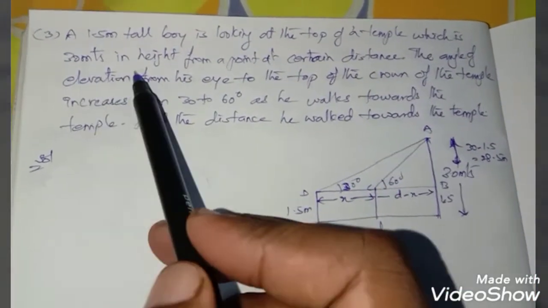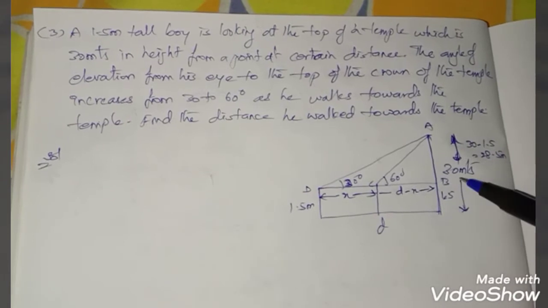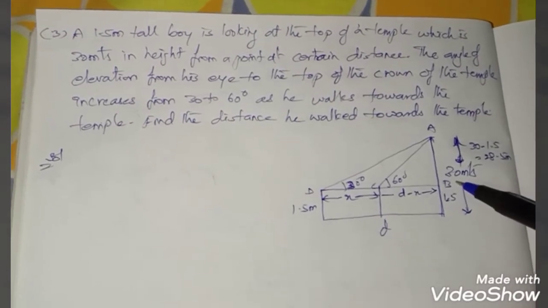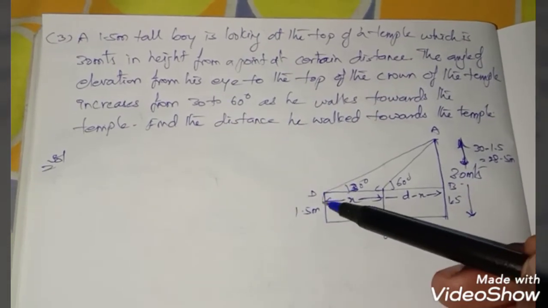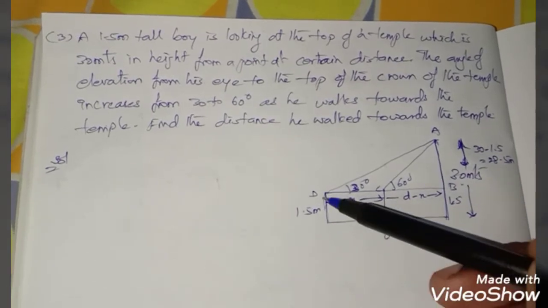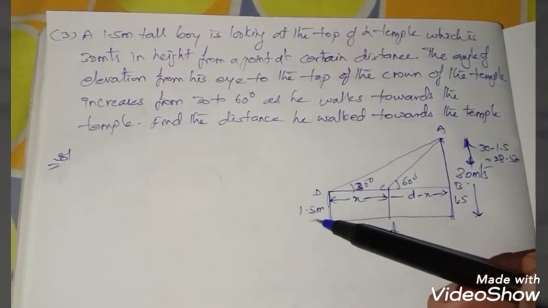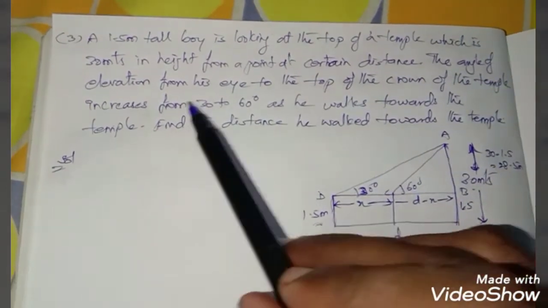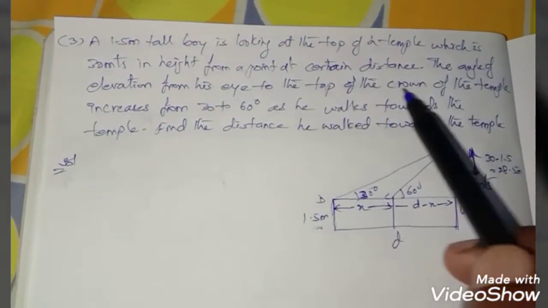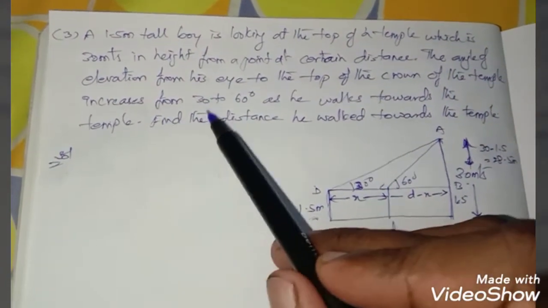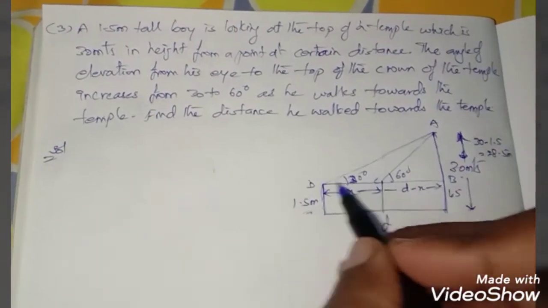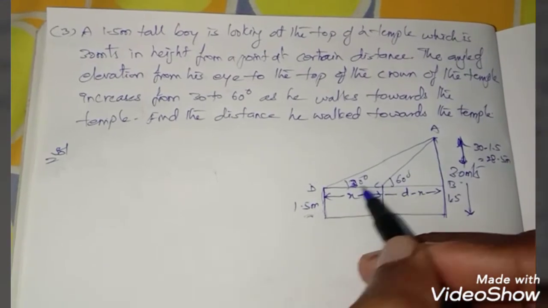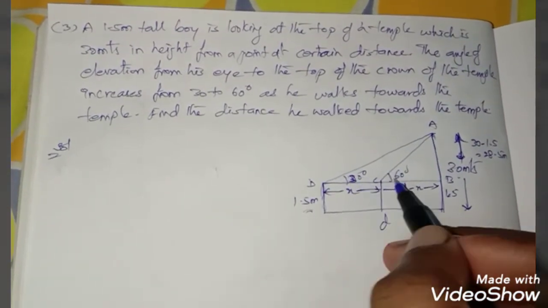Coming to our next question: a 1.5 meter tall boy is looking at the top of a temple which is 30 meters high. So this is a temple where the height of the temple is 30 meters and a boy is standing opposite to the temple, where the height of the boy is 1.5 meter, at a certain distance. The angle of elevation of his eye to the top of the crown of the temple increases from 30 to 60. Means if he goes towards the temple, the angle of elevation increases to 60.